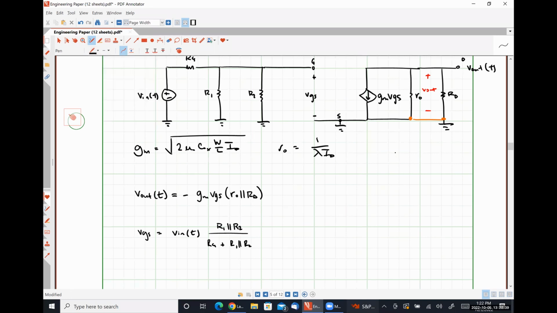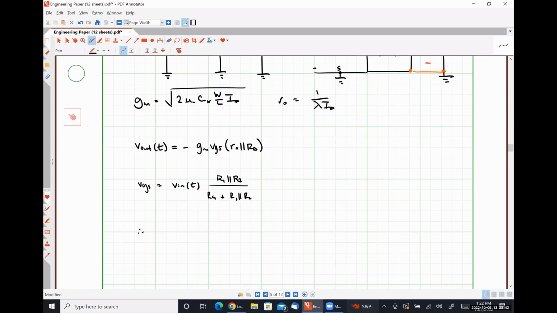We can tie these two quantities together and say that our voltage gain for this system, V out over V in, is going to be negative GM times R naught in parallel with RD, times R1 in parallel with R2 over RG plus R1 in parallel with R2.